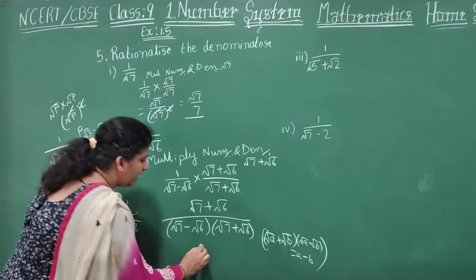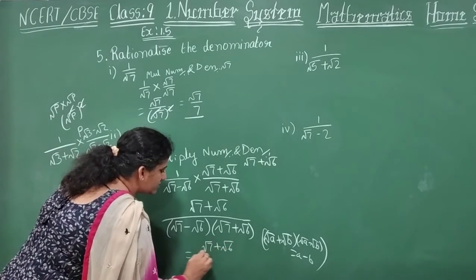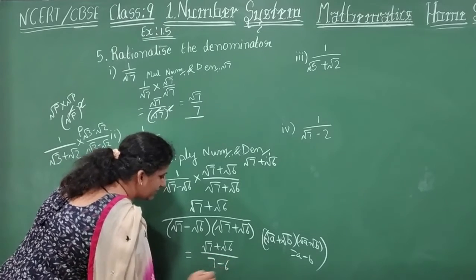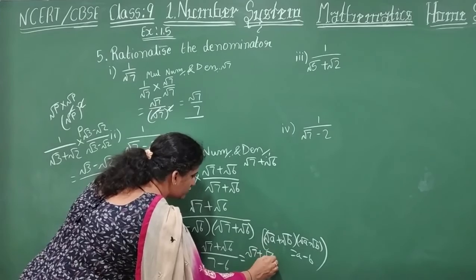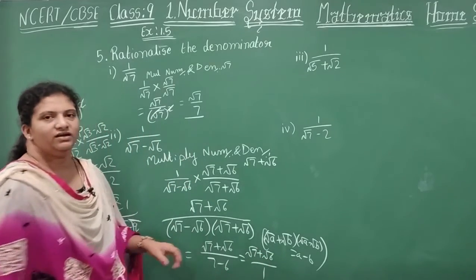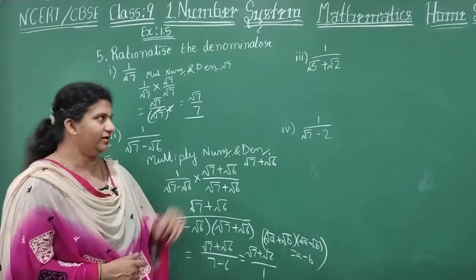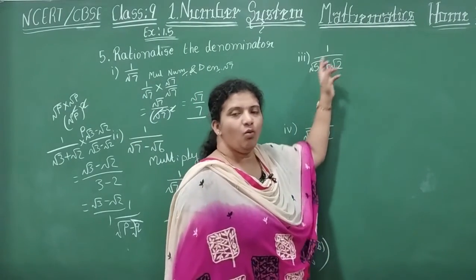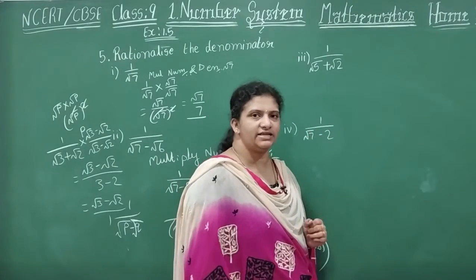So now, according to that, what can I say? Root 7 plus root 6 by 7 minus 6. Or directly you can write it as root 7 plus root 6 by 1. This is your answer. We have rationalized the denominator. Look here, third problem: 1 by root 5 plus root 2. So you need to rationalize the denominator.